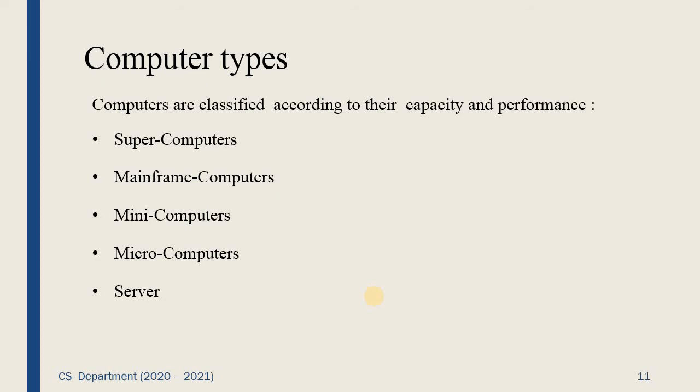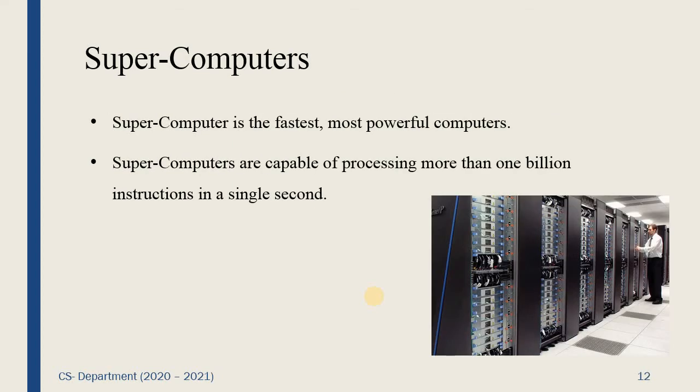So now let us go into details about each one of these types of the computer. The first one that we have is the supercomputers. Supercomputers, which is one of the types of computers, are the fastest and most powerful computers. Supercomputers are capable of processing more than 1 billion instructions in a single second. As we can see from here, this is the picture of the supercomputers.